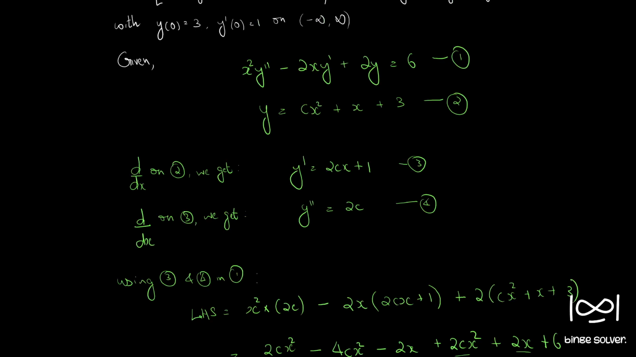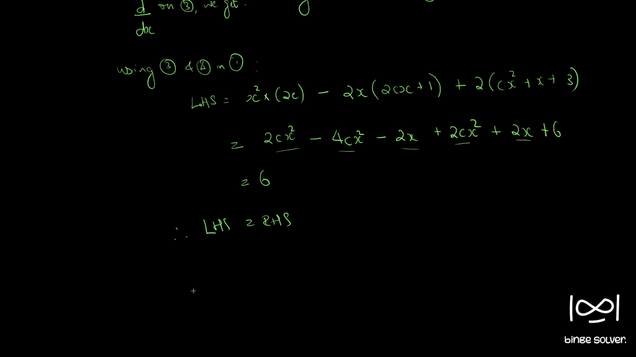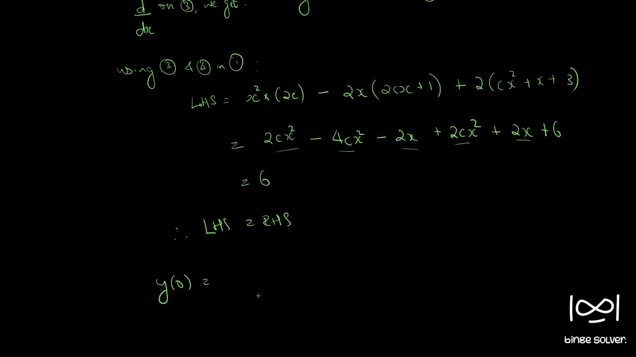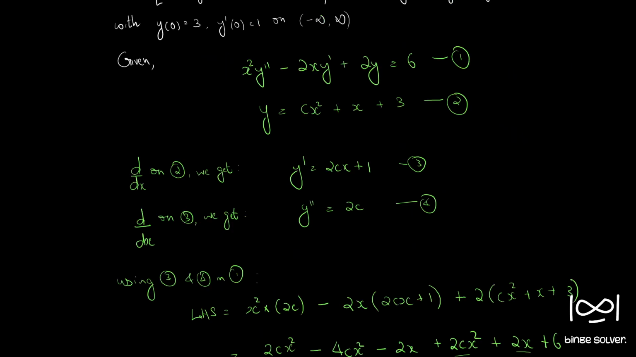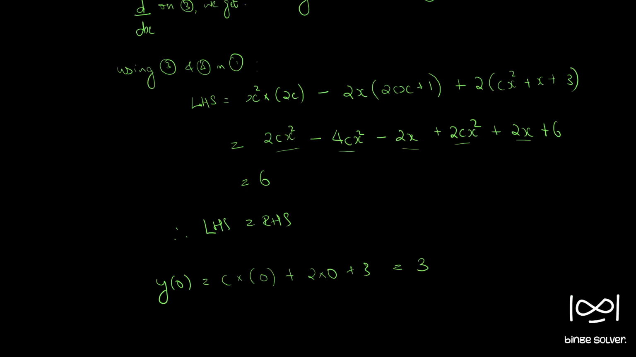Now let's see whether it satisfies the initial values. We are given y(0). y(0) is equal to, our equation is cx² + x + 3. So c into x², which is 0, plus 1 into 0, plus 3 is equal to 3. So y(0) is equal to 3. That is the given value. It satisfies. Now let's see y'(0).